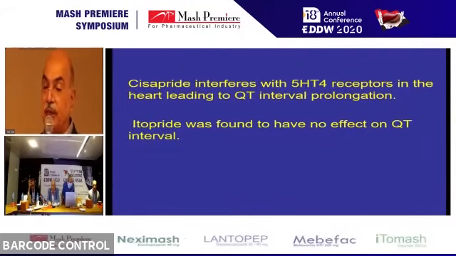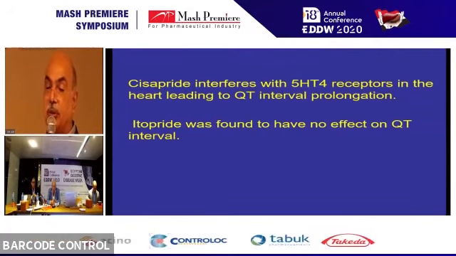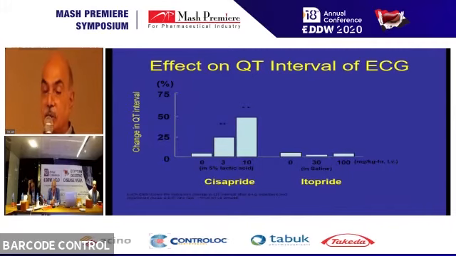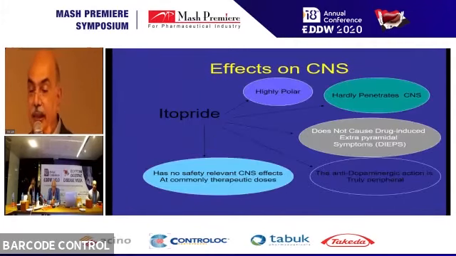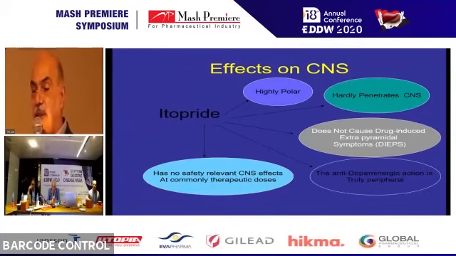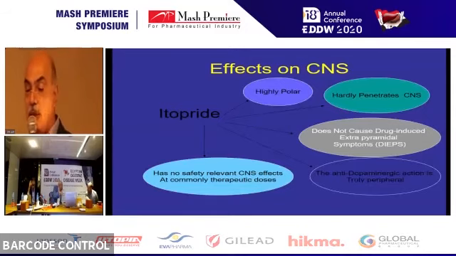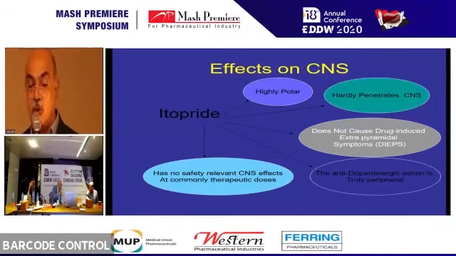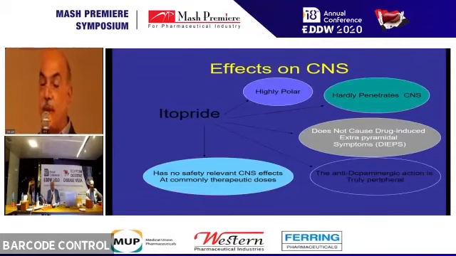Cisapride was very effective, but it affected the QT interval, leading to cardiac problems. Itopride was found to have no effect on the QT interval, as we see in this cartoon. Regarding the effect on the CNS, itopride is highly polar. It hardly penetrates the CNS. It does not cross the blood-brain barrier. So there are no extrapyramidal manifestations like with metoclopramide or domperidone, and so it has a safe effect on the brain.